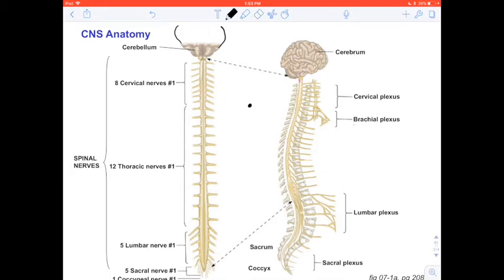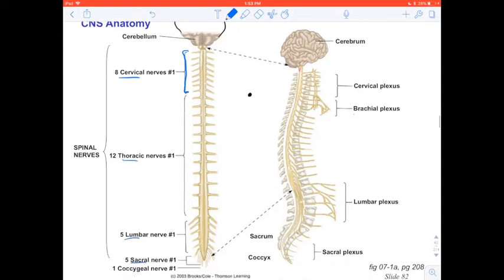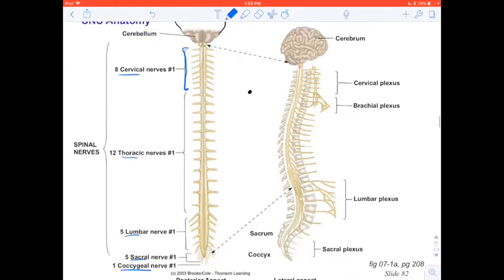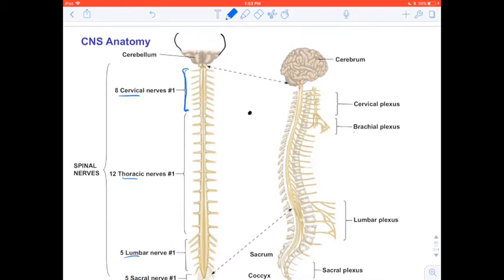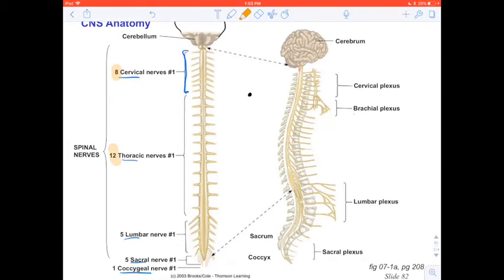And we have these specific nerve roots coming out, and they come out in specific regions of the spinal cord. Those regions are cervical, thoracic, lumbar, sacral, and then a coccygeal region. We have a very specific number of nerves that come out of each one. So you see we have 8 cervical nerves, 12 thoracic nerves, 5 lumbar and 5 sacral, and then we really have just one little coccygeal nerve here at the bottom.